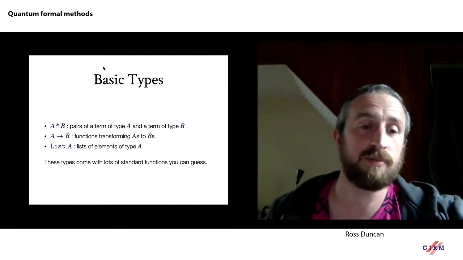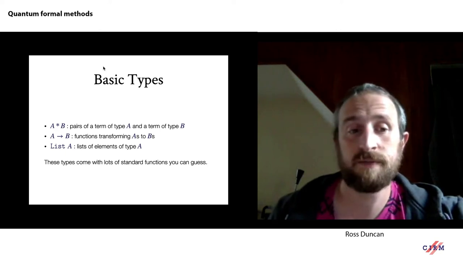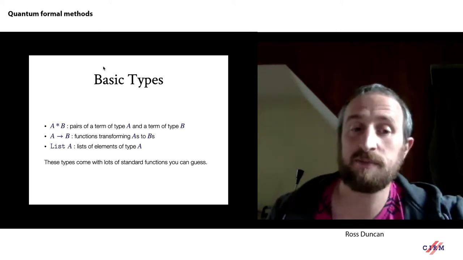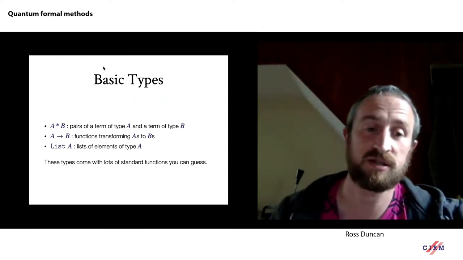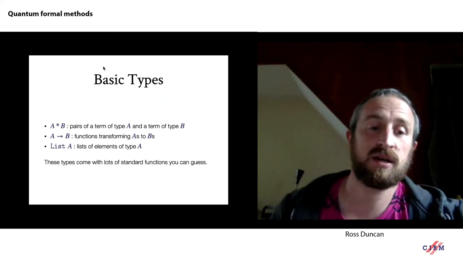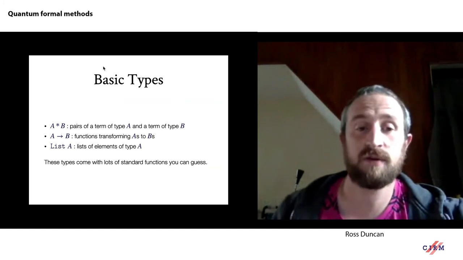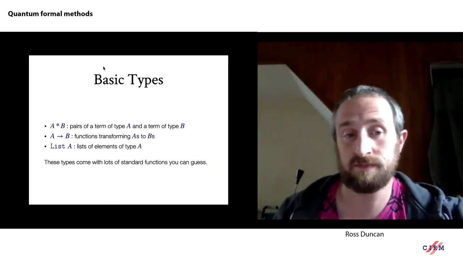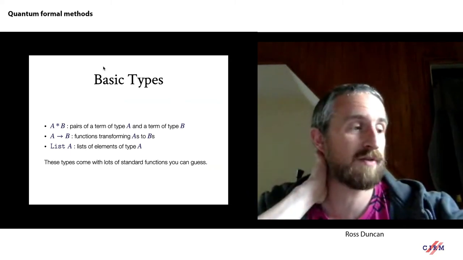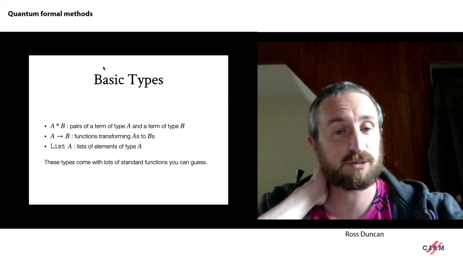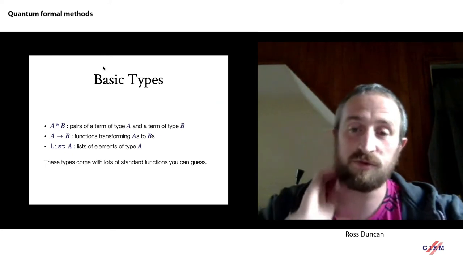So A star B is the type of pairs with an A and a B. A arrow B is the type of functions which take A's as inputs and produce B's as outputs. And list A is the type of lists of any length, including empty, which have elements all of the same type being A. It's not too hard to guess that you will also have a lot of sort of standard functions which manipulate these types. I think it's not really worth explaining these right now, so I'll just move on.